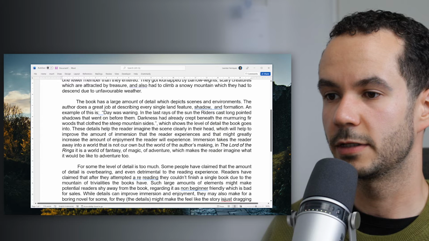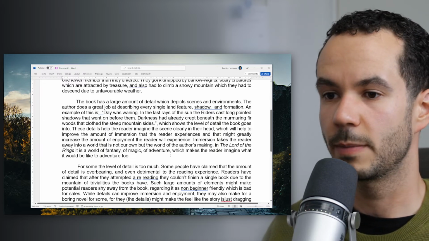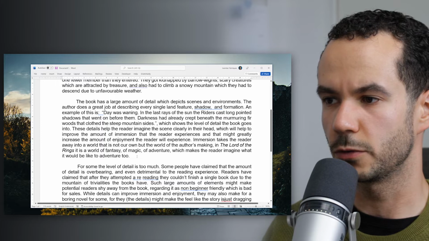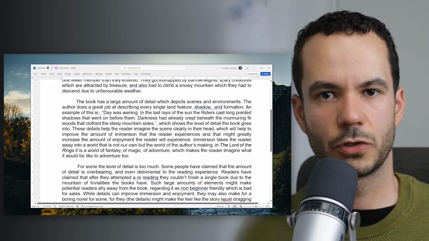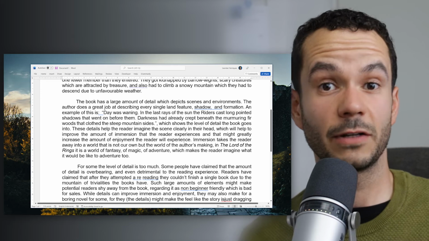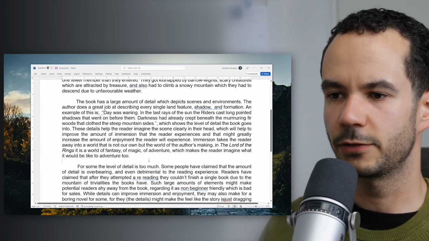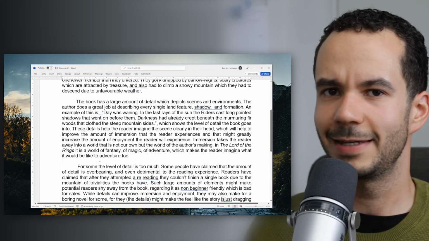In The Lord of the Rings, it is a world of fantasy, of magic, of adventure, which makes the reader imagine what it would be like to adventure too. I think that's a very nice level 5 sentence, and it kind of summarizes the main point and the benefits of these details. Now, what I'm going to change next in this sentence are the number of ofs, and we don't need that many ofs.